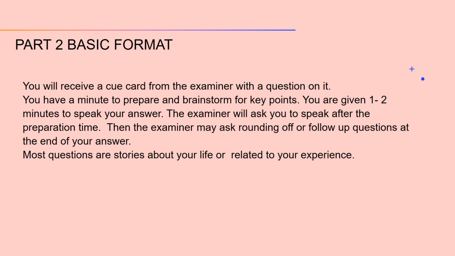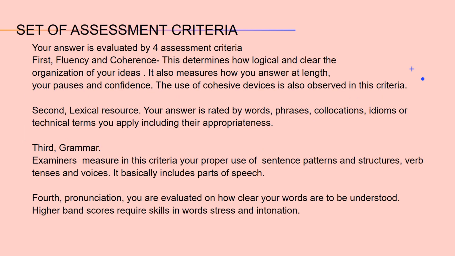Most questions or stories about your life are related to your experience. Set of assessment criteria. Your answer is evaluated by 4 assessment criteria. First, your fluency and coherence. This determines how logical and clear the organization of your ideas is. It also measures how you answer at length, your pauses, and confidence. The use of cohesive devices is also observed in this criteria.